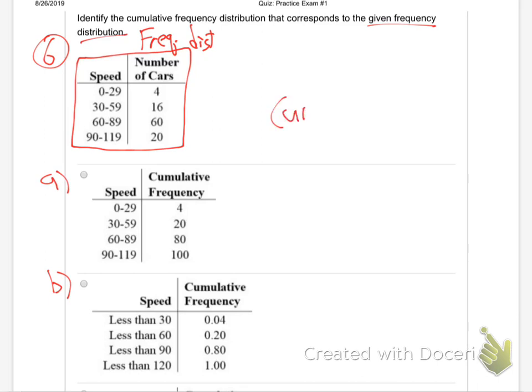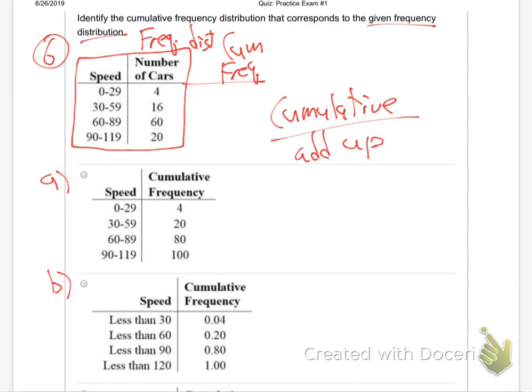They want a cumulative. What does that mean? To accumulate means to add up, to pile up. So basically it means you take, and cumulative, remember we did some of these? I'll just do it right out there.